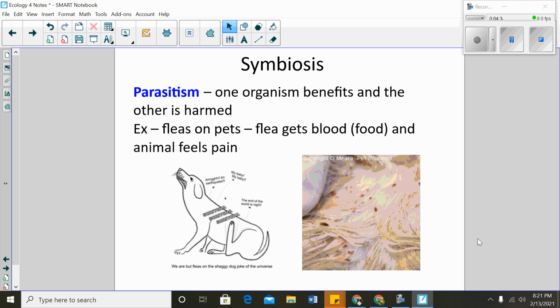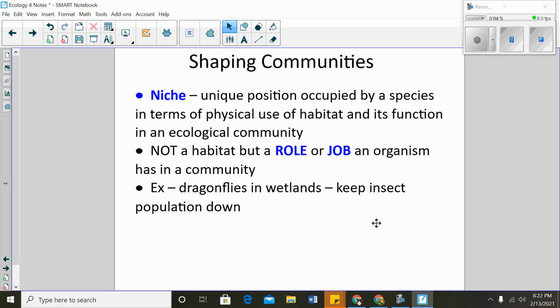And then again, here's that parasitism that we saw before. One organism benefits and the other is harmed. This is symbiosis because two different species are interacting, but one is often getting pain and the other is benefiting. A good example is a flea on your pets. The flea is getting blood, that's its food, from the poor doggy, and the animal is feeling pain. So that's parasitism.